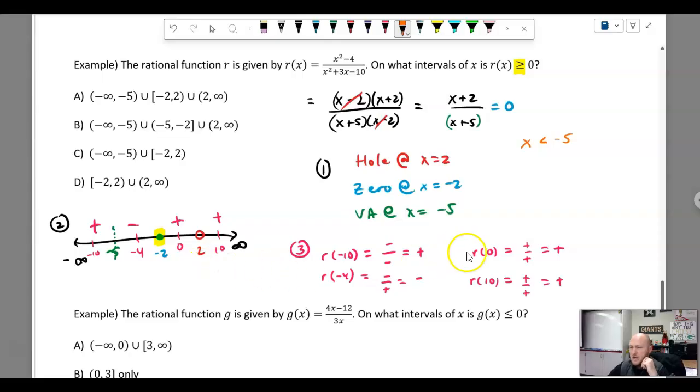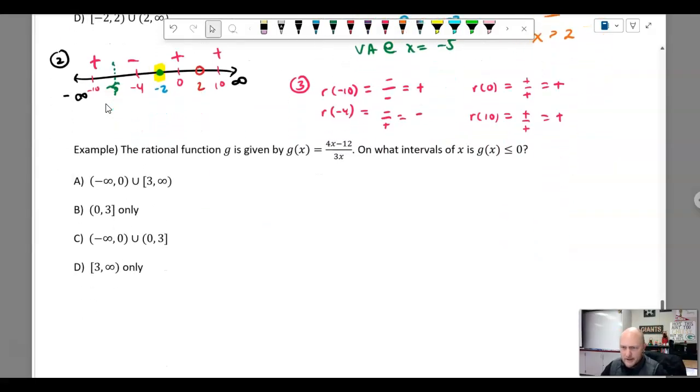That's the first interval. The second interval looks like it's going to be from -2 to 2. But again, I'm including the -2 because it's a 0. I leave out 2 because it's a hole. And then we go to values bigger than 2. So that's x is greater than 2. I don't include the 2 because it's a domain restriction. Okay, so this is the inequality. Here they use interval notation, but that's going to be A. The answer here is A.